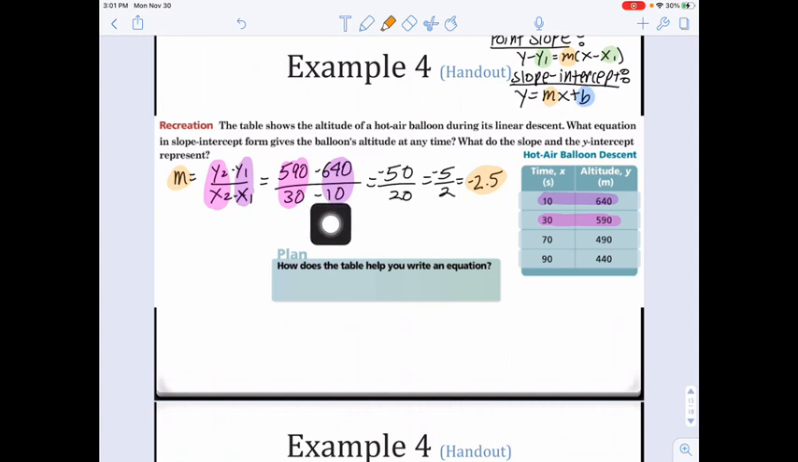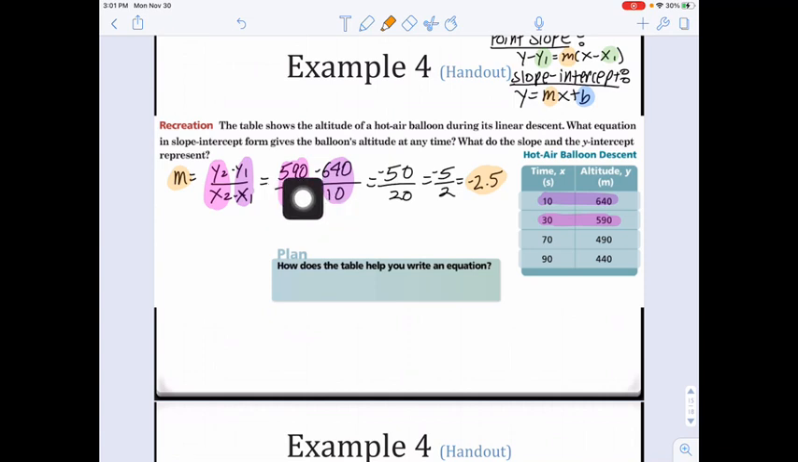Again, a reminder for the slope formula: make sure that your 10 and 640 stay right above each other, and your 30 and 590 stay right above each other. You can't mix the points up. The 640 and 10 could go first, and the 590 and 30 could be second, but the 590 needs to stay with the 30, and the 640 needs to stay with the 10.